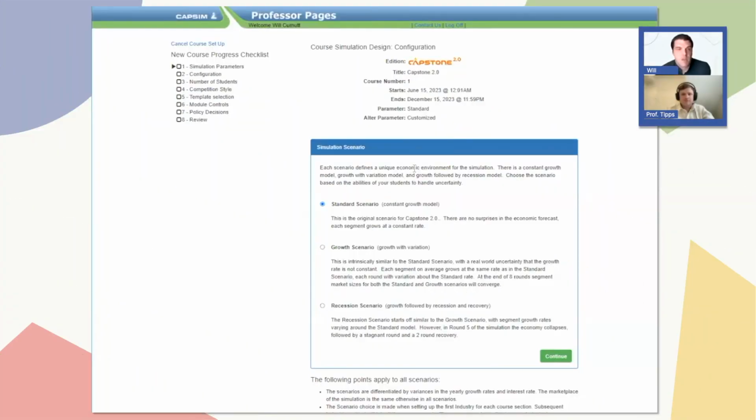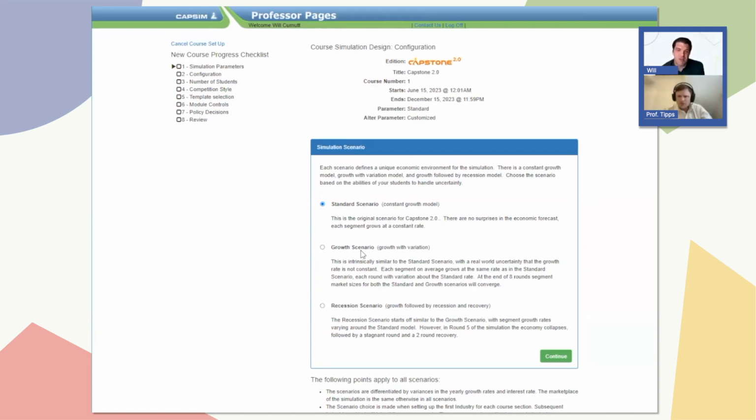All right. So, what you have been using in your courses is a standard scenario. This is the original scenario. There are no surprises. The growth rates will remain the same for each of the segments each year. This next option, growth scenario, is more or less the same to the standard scenario. However, there will be slight variations to the growth rates in each of the segments. At the end of the simulation, the market sizes are roughly the same.